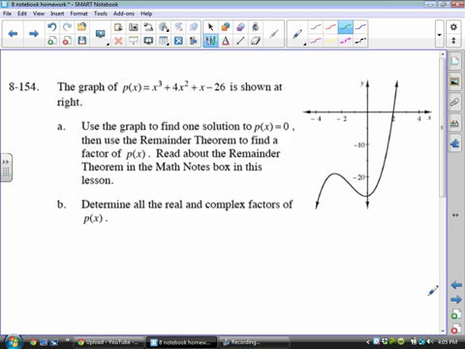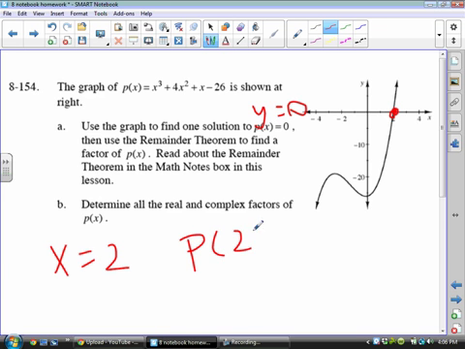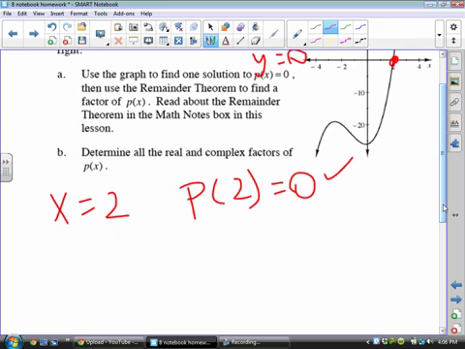So what we're basically saying is, when does y equal 0? When is there a point that crosses where y is 0? Right here. That's at positive 2. So they're saying if we plugged 2 into our cubic equation, we would get out a 0, which means there's no remainder, which means it's a factor. So I need to write this in factored form as x minus 2.